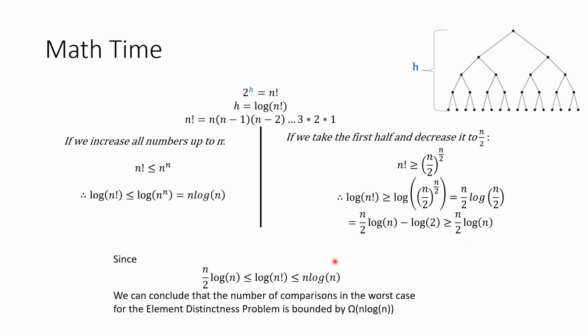So now we come with this statement where log of n factorial is greater than n over 2 log n, but is less than n log n. So we're in between what's n log n. So we can conclude that the number of comparisons in the worst case for the element distinctness problem is bounded by omega of n log n.